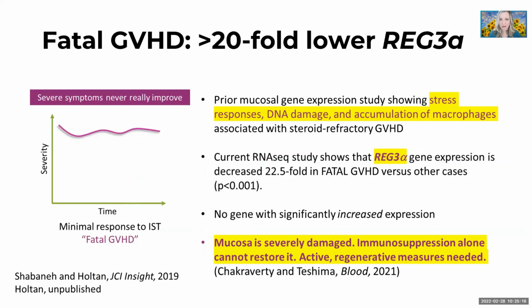In fatal GVHD, the principal finding is greater than 20-fold lower expression of Reg3 alpha. There are no genes that were significantly increased in expression. It was just showing to our thought that the mucosa is severely damaged and that immunosuppression alone cannot restore the mucosa. And for these patients, active regenerative measures could be what is necessary to help improve survival.